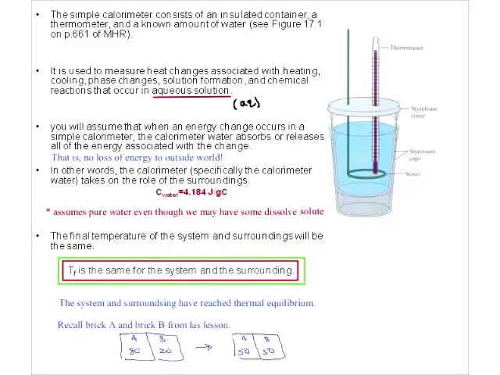Okay, and we've seen this before when we had these two bricks, and we said if brick A and brick B are at two different temperatures, they're going to continue exchanging energy until their average kinetic energy is the same. They're going to have the exact same temperature. So the same thing is true here.